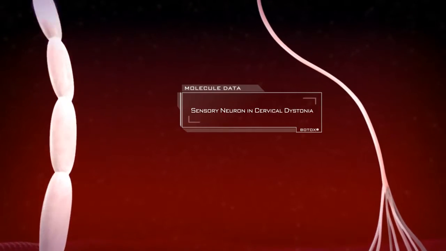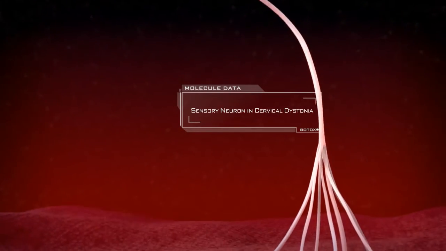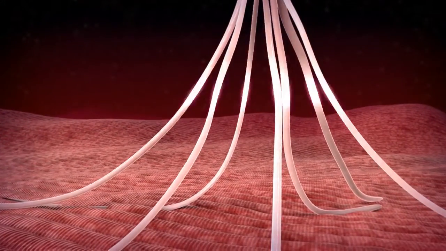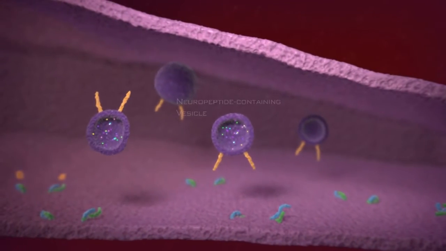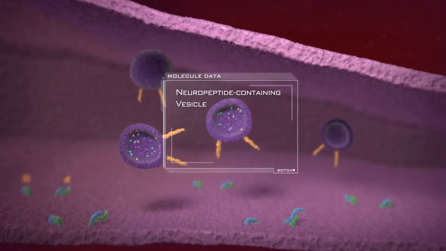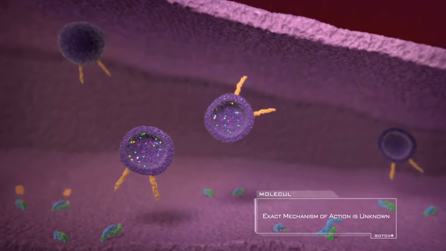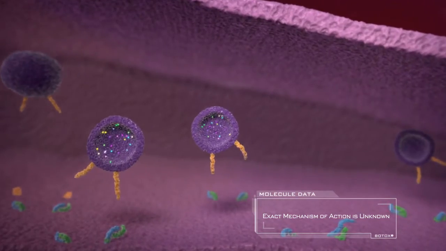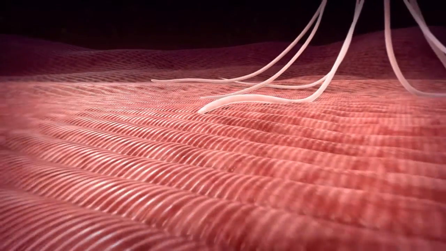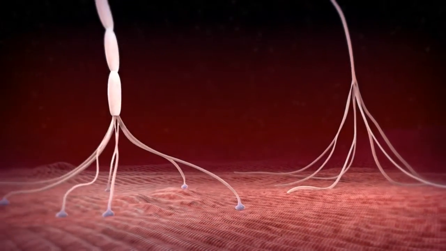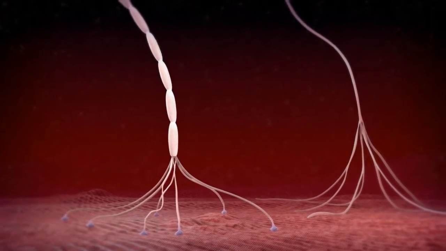In sensory neurons, the light chain is believed to cleave SNAP25 by a similar mechanism, thereby blocking the peripheral release of neuropeptides, which reduces the sensitization of pain nerves. The exact mechanism of action is unknown. The toxin does not appear to affect the conduction of electrical signals along the nerve fiber or the synthesis or storage of acetylcholine.